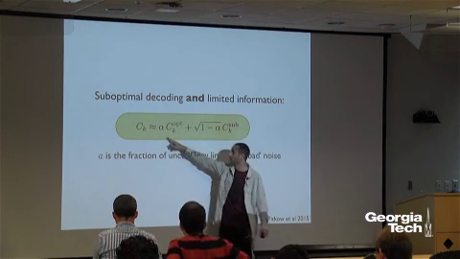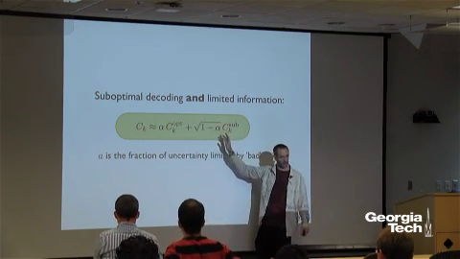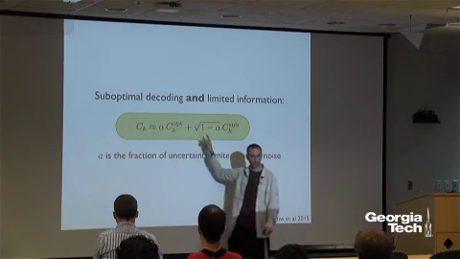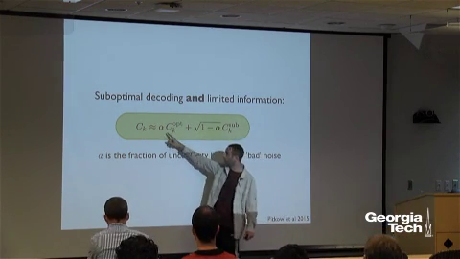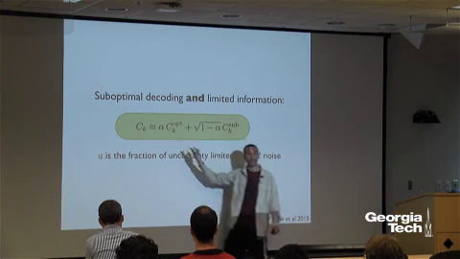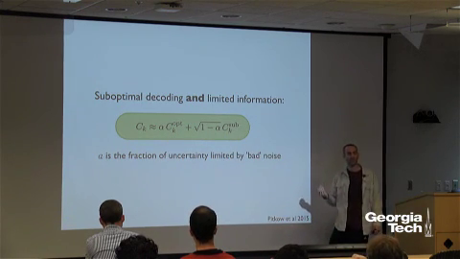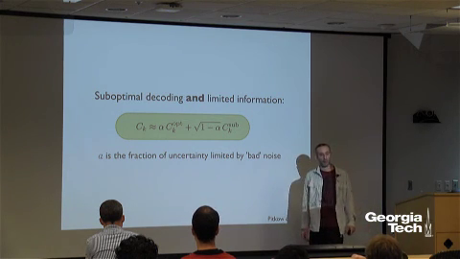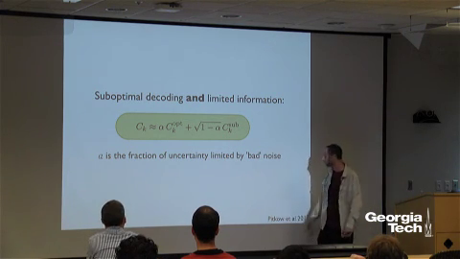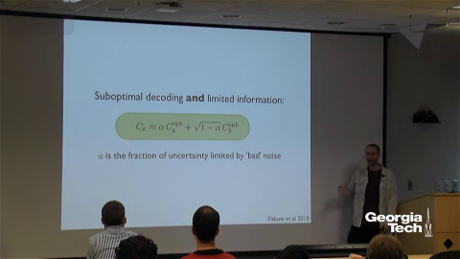And the weighting coefficients here, yes, that square root is correct. It's very counterintuitive. You'd expect alpha and 1 minus alpha, but that's not the way it is. Alpha is the efficiency of this computation. So it's the fraction of uncertainty that's limited by noise rather than suboptimality. And so if you're curious about that, we can talk about that later.